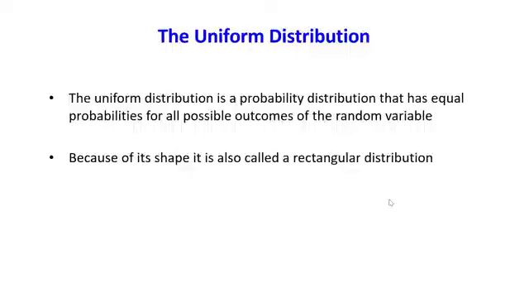Okay, let's talk about uniform distribution. It's very simple. By name itself, you can understand every value in this particular distribution will have an equal probability. The uniform distribution is a probability distribution that has equal probabilities for all the possible outcomes of that random variable. The shape of this distribution will be in the form of a rectangle. Because see here, this is X, this is PDF, the probability density function.